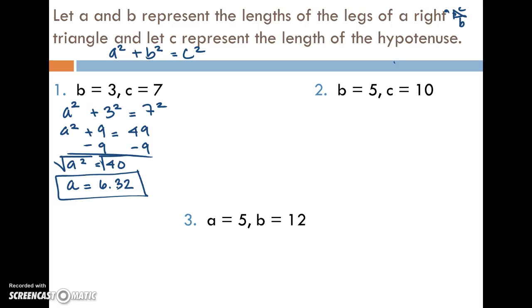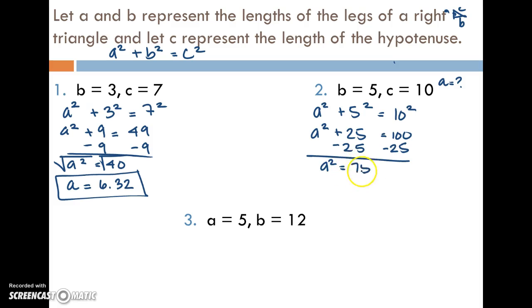For your next one, I have b equals 5 and c equals 10. If I'm trying to find the missing length, that means I'm trying to find a again. If you'd like, you can press pause and try this one on your own. Otherwise, you can stay with me. I'm going to plug in the same way I did for the last example, and I have a squared plus 25 equals 100. Subtracting 25 on both sides, I have a squared is equal to 75. I'm not really looking for a squared, I'm looking for a, so I take the square root and I get a is equal to 8.66.